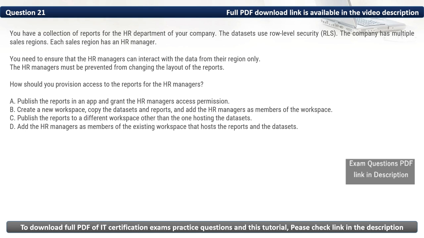Here in this question, we have a collection of reports for the HR department of our company. The datasets use row level security. The company has multiple sales regions, with each region having an HR manager. We need to ensure that the HR managers can interact with the data from their region only and prevent them from changing the layout of the reports. Considering this, we should publish the reports in an app and grant the HR managers access permissions. Thus, the correct option is A.